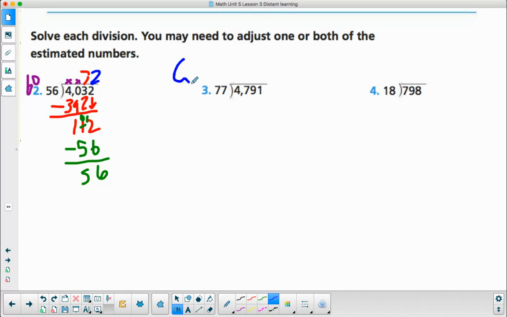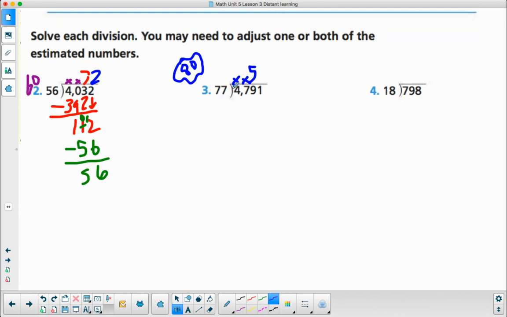77, I'm going to think of as 80. There aren't any 77s in 4. I'm going to have a 2-digit quotient. So I don't know how many 77s in 4 and 79. So how many 8s in 47? Well, I know that 6 times 8 is 48. So I think there's 5. There's 5 80s. So I think there's 5 77s.